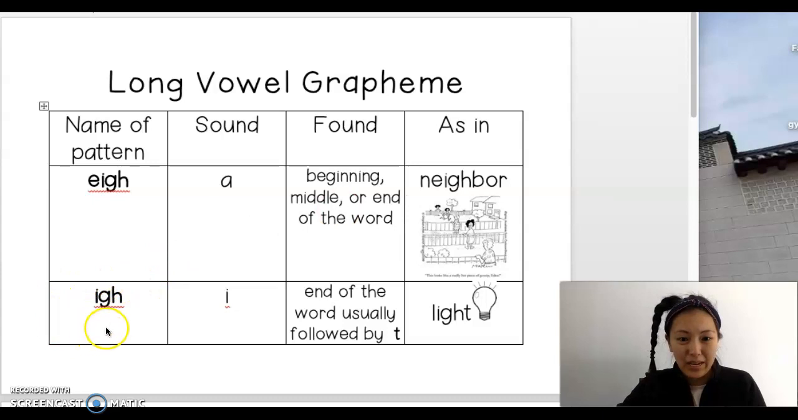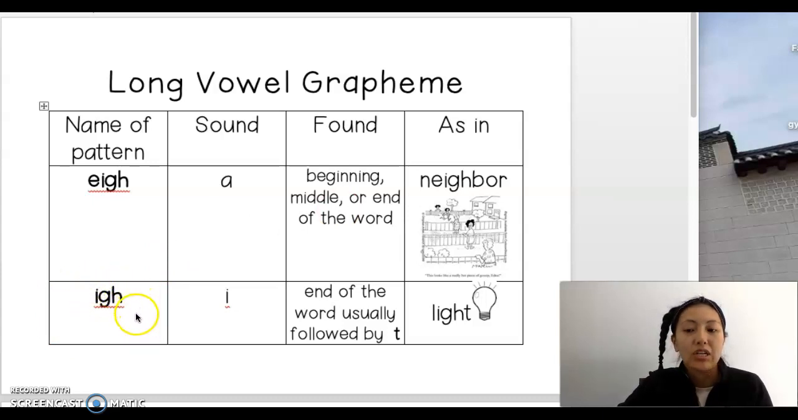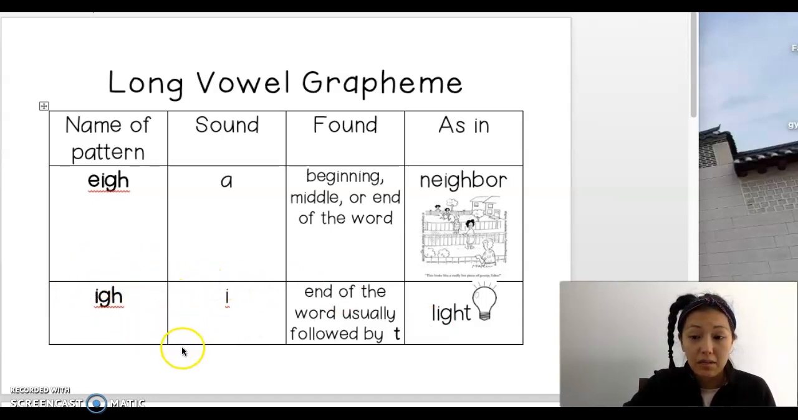Okay, friends, next one. The name of this pattern is I-G-H. Good. And the sound is going to be I. Here's where you listen, friends. It's found in the end of the word, usually followed by the letter T, as in light. Okay, friends, so name of this pattern is good, I-G-H. Sound, I. Very good job, friends. Found, end of the word, usually followed by the letter T, as in, good, light.